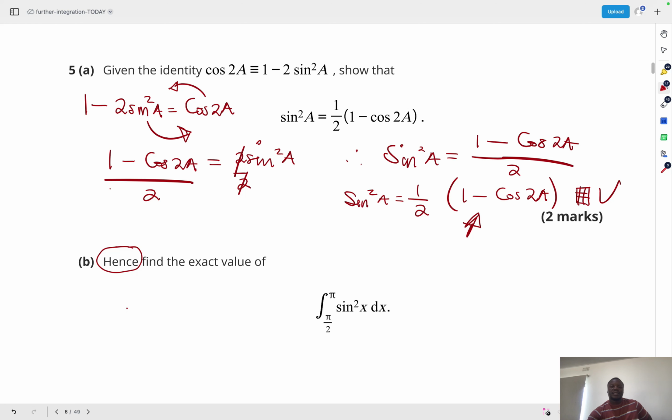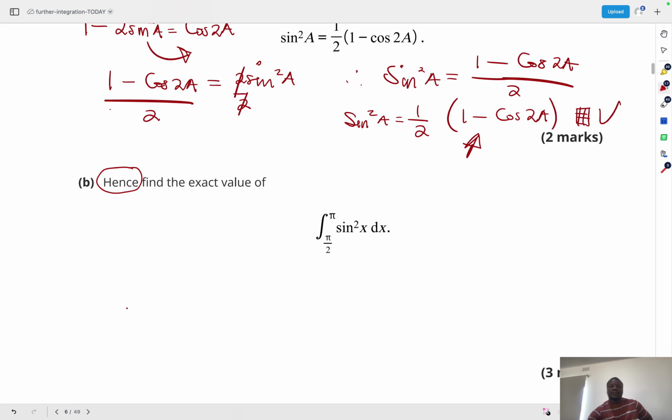So this integral here should not give us problems, because now we are going to have the integral of, where there is sine squared, I'm going to put half, open brackets, 1 minus cos 2x. So I'm dealing with this integral here, 1 minus cos 2x, and then dx. Okay, and then we're evaluating this over half pi and pi.